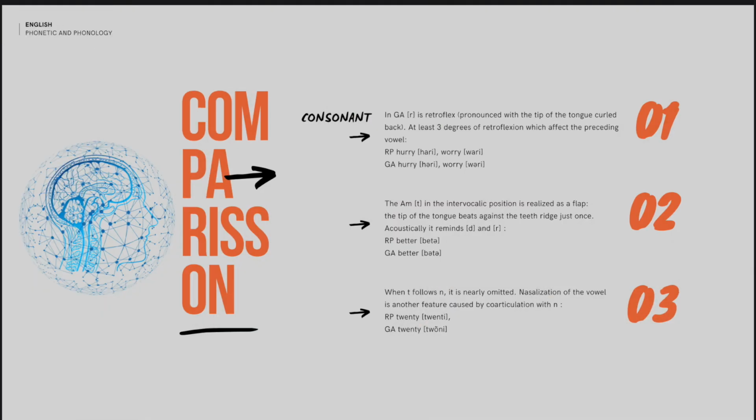Comparison of consonants. First, in GA, R is retroflex, pronounced with the tip of the tongue curled back, with at least three degrees of retroflexion which affect the preceding vowel. Second, the T in the intervocalic position is realized as a flap. The tip of the tongue beats against the teeth ridge once. Acoustically, it remains between D and R. Third, when T follows N, it is nearly omitted. Nasalization of the vowel is another feature caused by co-articulation with N.